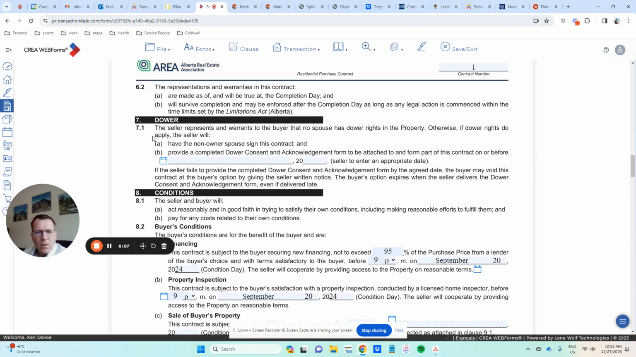Dower comes into effect if there's a married couple selling a house and only one of them is the legal owner. The spouse, that is the non-owner, has some rights that we have to follow through, but it's easy. It doesn't affect the sale at all.